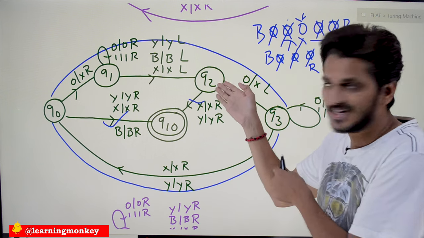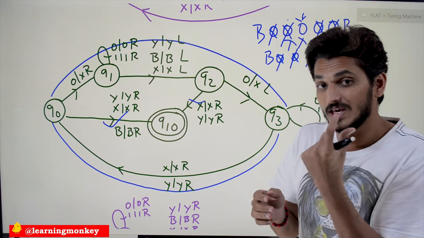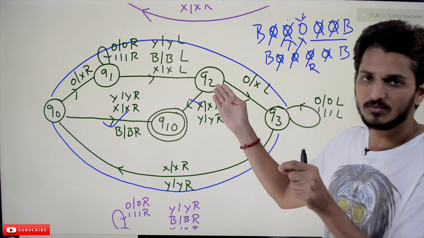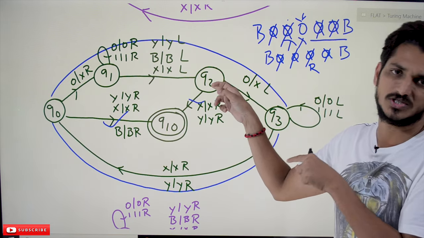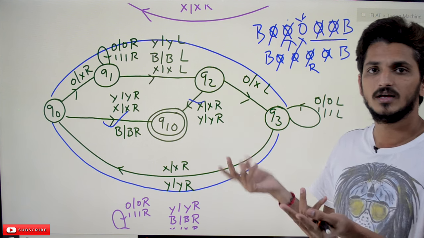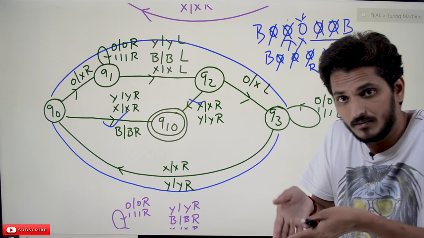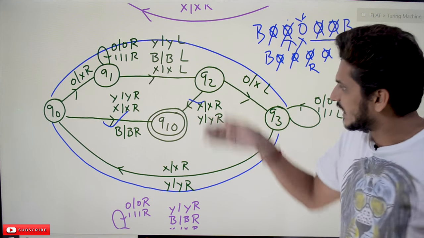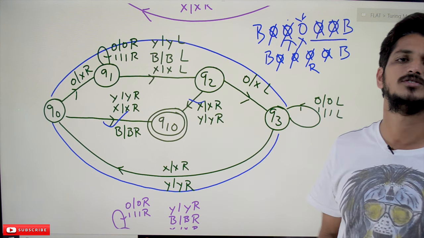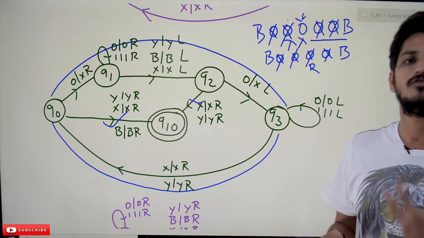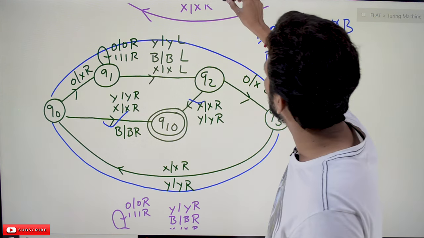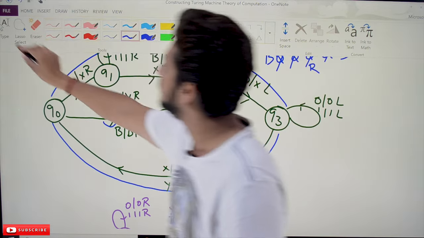When will we be at this state Q2? By looking at one input symbol 0. After looking at the one input symbol 0, we will be at this position. After that, no symbol has been seen. 0 is not there because this is the middle one. So that's why, if you find x or y, move to the Q10 state. Q10 is taken as a final state. So now we understand how to write the conditions for odd and even palindromes.